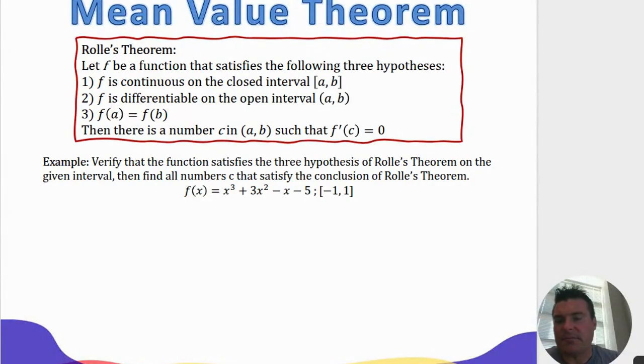About the mean value theorem today, but first off, we're going to talk about Rolle's theorem, which is actually a corollary of the mean value theorem. Rolle's theorem says this, and you can see how it's got three hypotheses there, and I'll draw some pictures as well so that it makes some sense for you here.